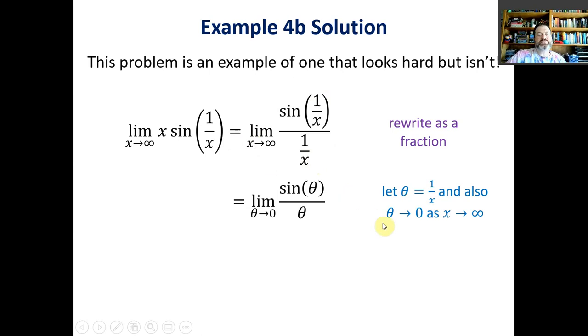Now I'm going to make the substitution. Theta is 1 over x. That means theta goes to 0 as x goes to infinity. So I can replace 1 over x with theta, and x goes to infinity with theta goes to 0. Turns out that's exactly 1. And that's the end of the problem. So not a really tough one.